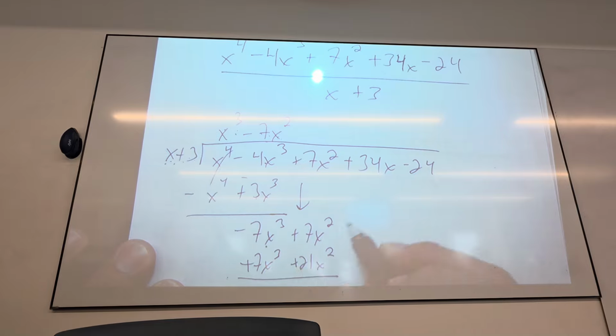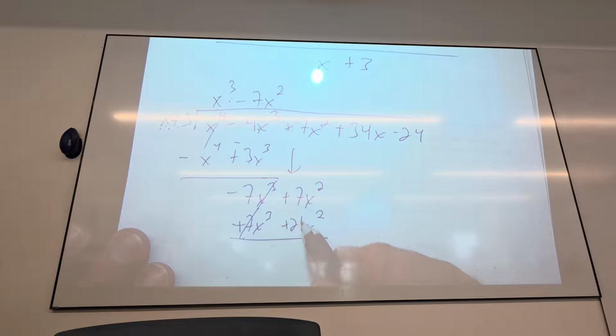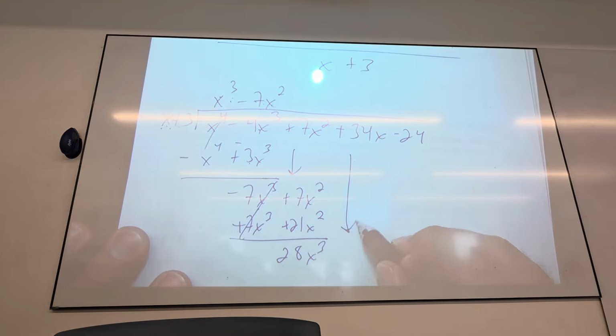Change the signs. This is okay, 28x, nobody's playing along. And then bring down the 34x.